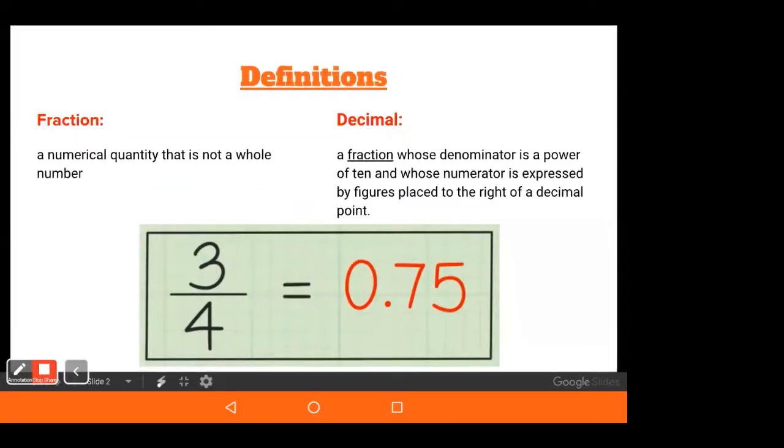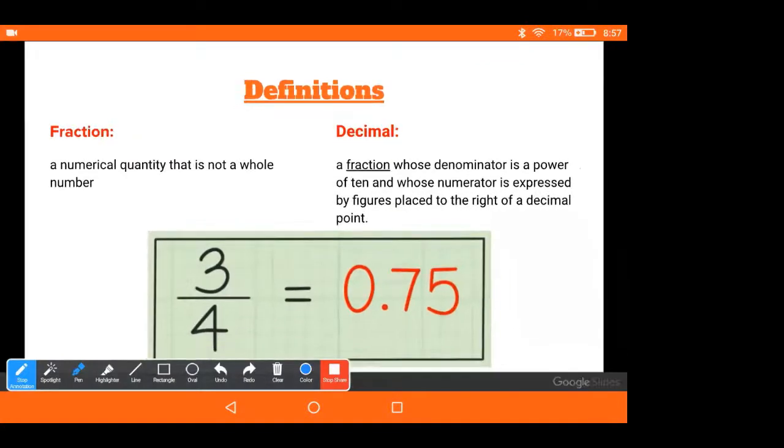Okay, so the definition of a decimal and a fraction here. A fraction is a number quantity that is not a whole number. So like if we had 3/4 of something, that means we have less than one whole. We have 3 out of 4 pieces of a whole. We would need 4 out of 4 to make the whole.